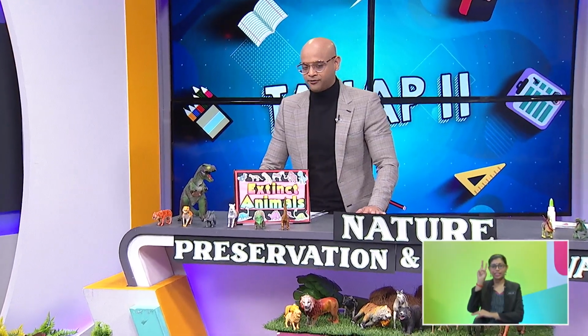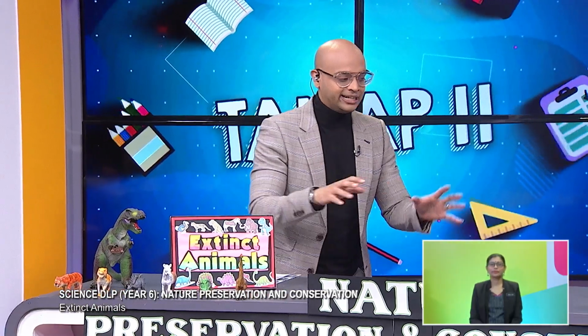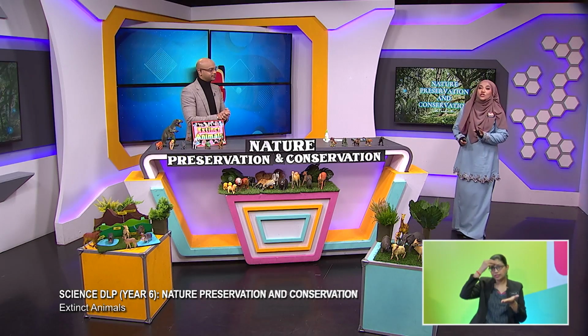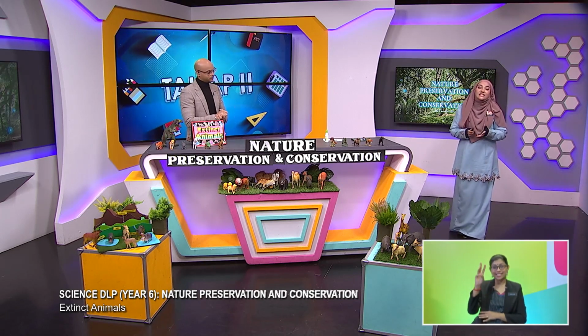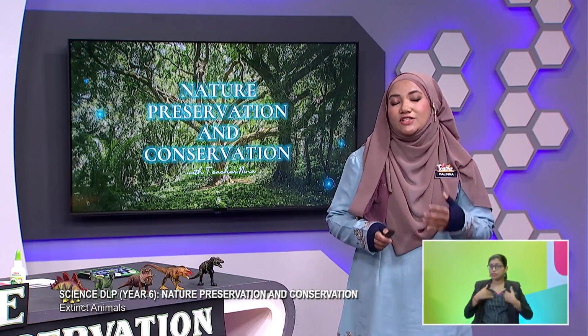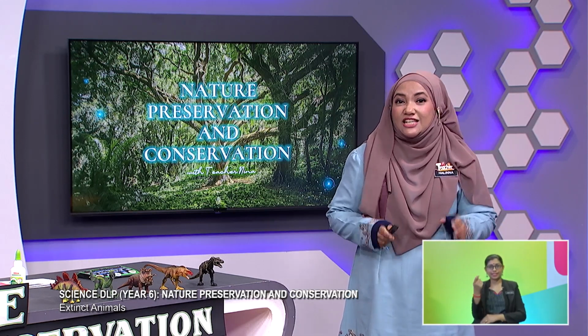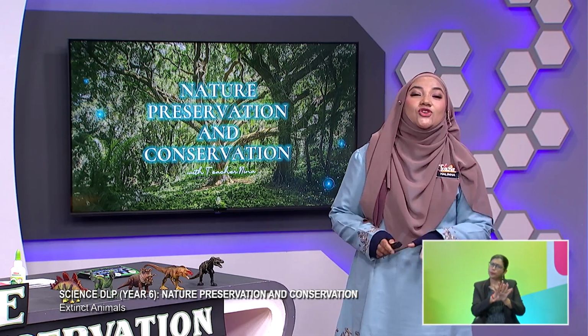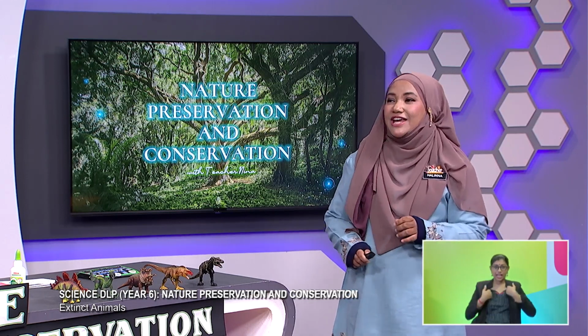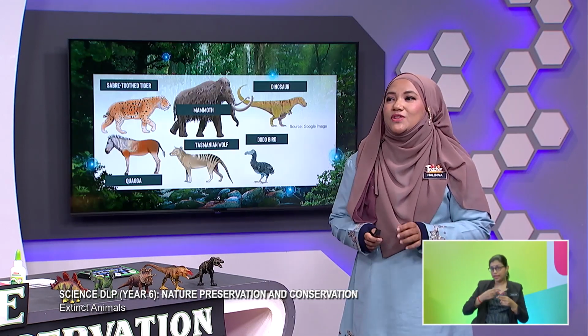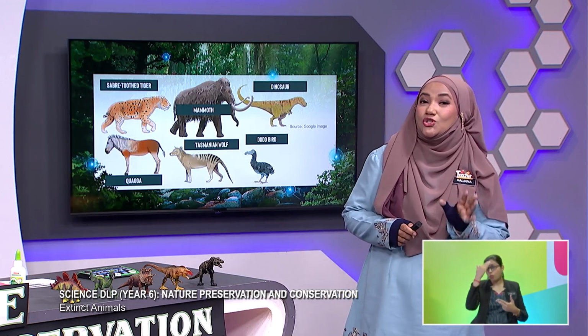Our subject for today is Science DLP Year 6. So, Teacher Nina, what will we be learning now? Okay, now we are going to look at 6 extinct animals, just like in the Science Year 6 textbook. But of course, there are a lot more. But just these 6, you need to know them by heart. You need to know how they look and why they became extinct. Okay, let's start. These are the 6 animals that you should know.